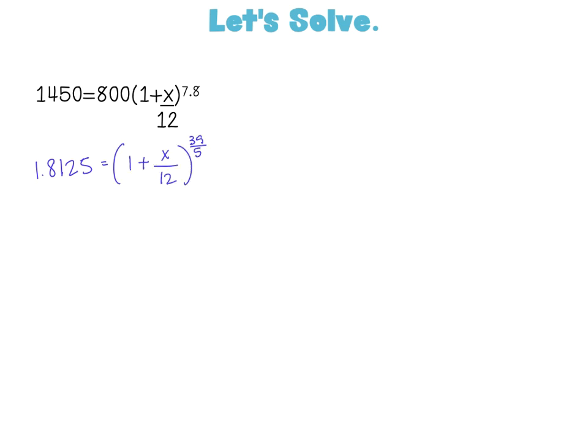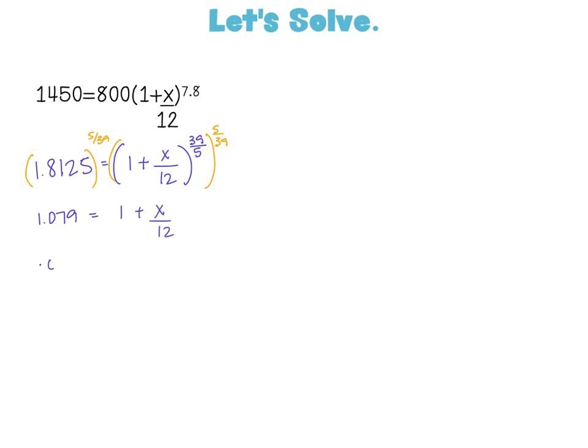If you'll notice, instead of writing 7.8, I changed that to a fraction, 39/5, to make solving easier. In order to get rid of that 39/5, I will need to flip it. It will then cancel out. So on the left-hand side, I'm going to type into my calculator 1.8125 raised to the 5/39 power, and then they're going to cancel on the right-hand side.